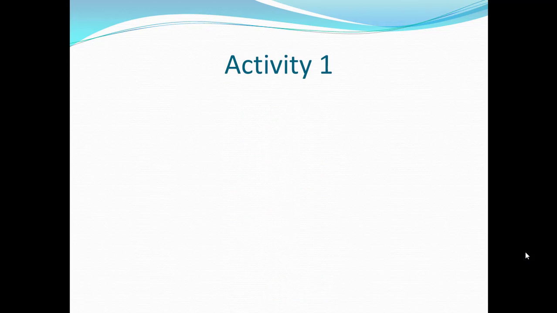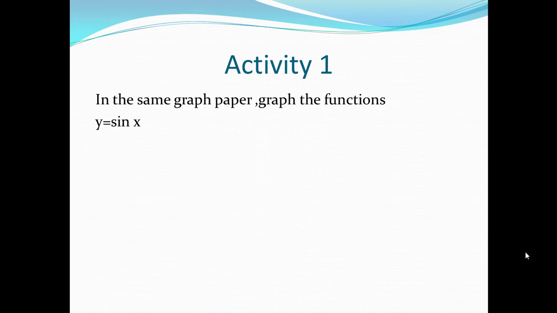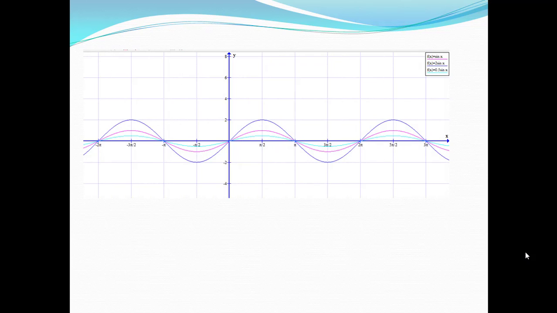But now we have an activity for this. I ask you to graph y equals sine x, y equals 2 sine x, and y equals 0.5 sine x. We have three functions. You can use GeoGebra or any other program to graph all of these functions. As you see in this graph, after you graph them in GeoGebra, I made sine x pink, 2 sine x blue, and 0.5 sine x green.